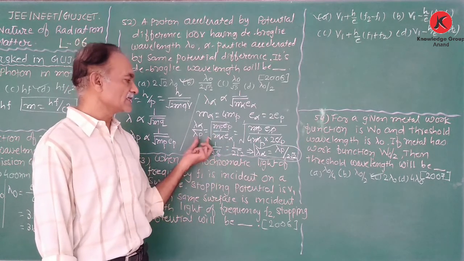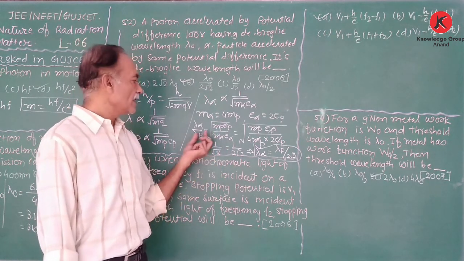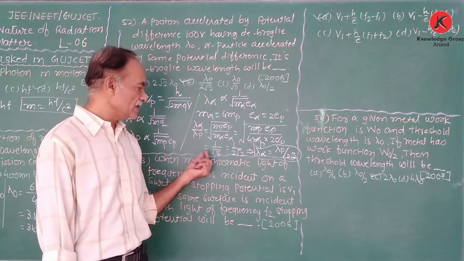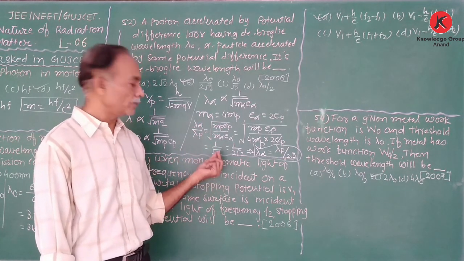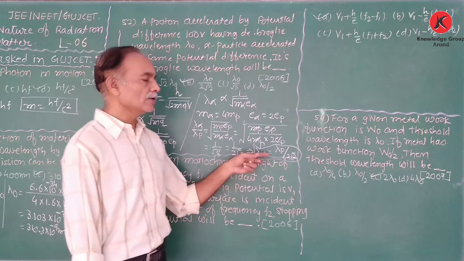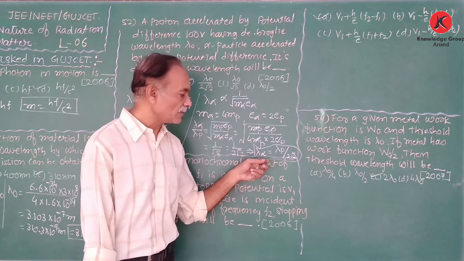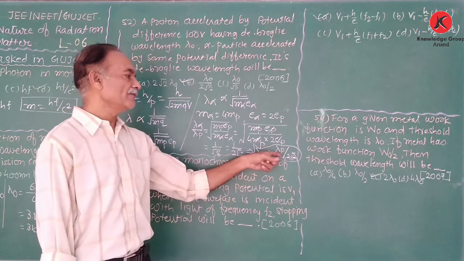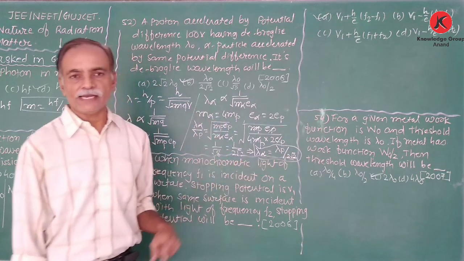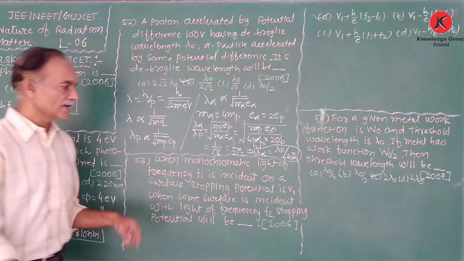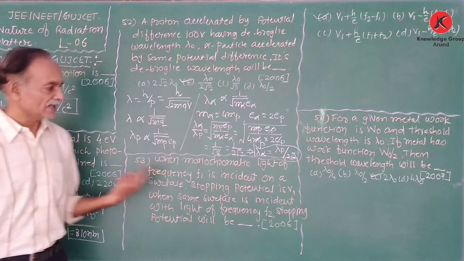We substitute in this ratio, so we obtain lambda alpha upon lambda p is equal to 1 upon root 8, which is equal to 1 upon 2 root 2. Therefore, the de Broglie wavelength of the alpha particle is equal to the de Broglie wavelength of the proton divided by 2 root 2. Clear? Very easy, very nice.